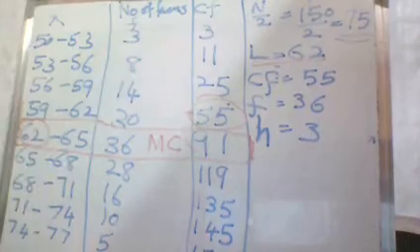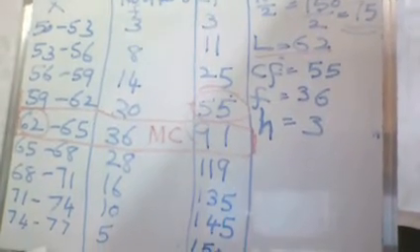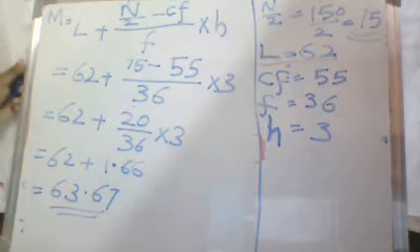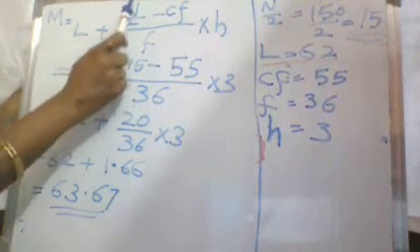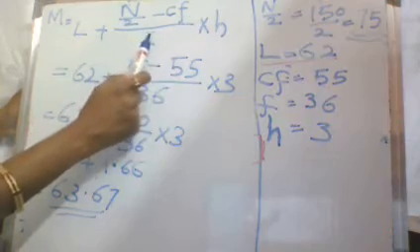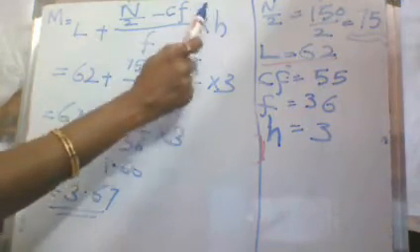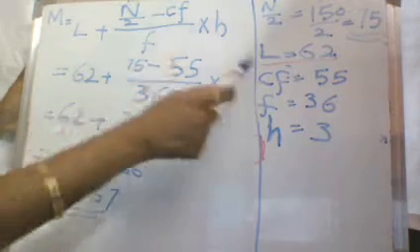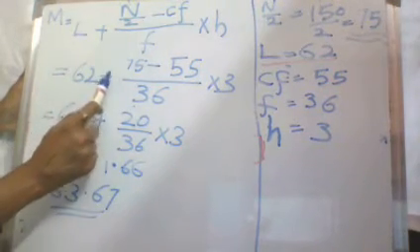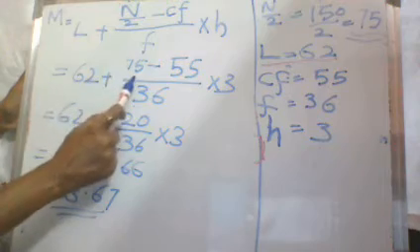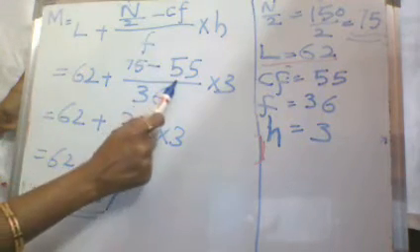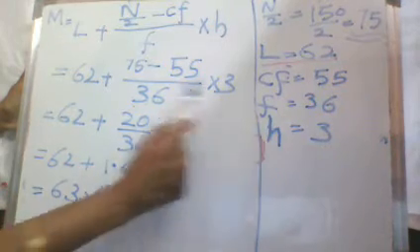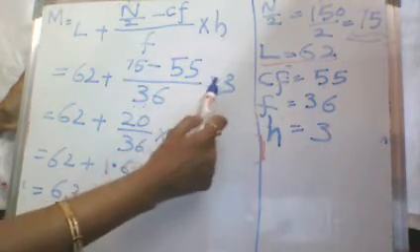Now we have the numbers, so we can find the answer. Then we can apply the equation. The equation is L plus n by 2 minus CF divided by frequency into h. We can apply the values. L is 62. 62 plus n by 2 is 75, CF is 55, divided by the frequency 36, into 3.